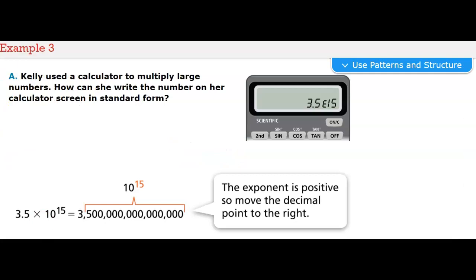Part A. Kelly used a calculator to multiply large numbers. How can she write the number on her calculator screen in standard form? Okay, so we have here 3.5 with the exponent of 15. So you write 3.5 times 10 to the 15th power. That means there are 15 places after. So it's positive, so that's why the numbers are going to the right.